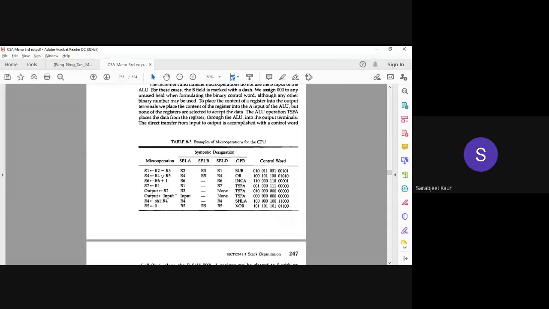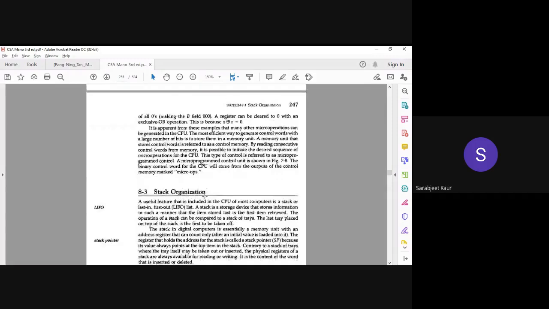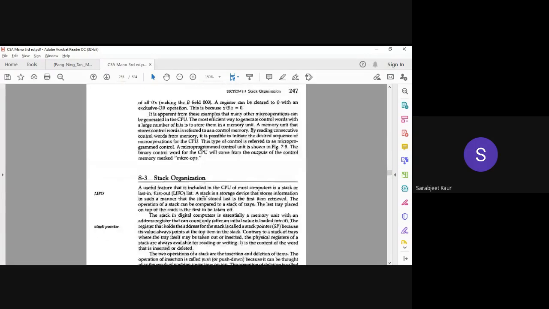So please practice formation of the control words from table 8.3. Okay, although it is very easy, but then you should just practice.